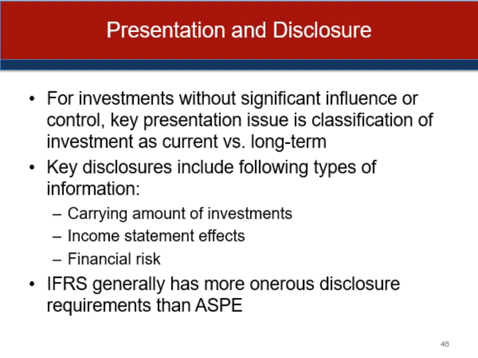Under ASPE, if it's usually realizable within 12 months from the statement of financial position date, or the operating cycle if it's longer than 12 months, and it can be readily converted into cash, it would be treated as a current asset. Current assets could include debt and equity instruments measured at cost or amortized cost, and those at fair value through net income.